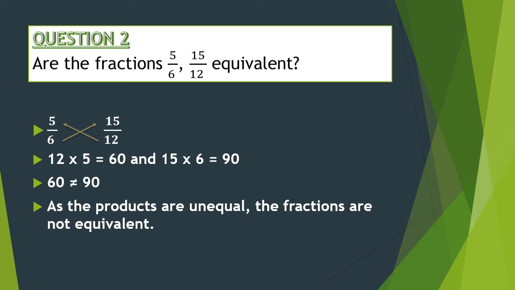The second method is you need to take out the LCM of the denominators of the given fractions. Then you need to make the denominators of both the fractions the same, and then you have to find out whether the given fractions are equivalent or not.